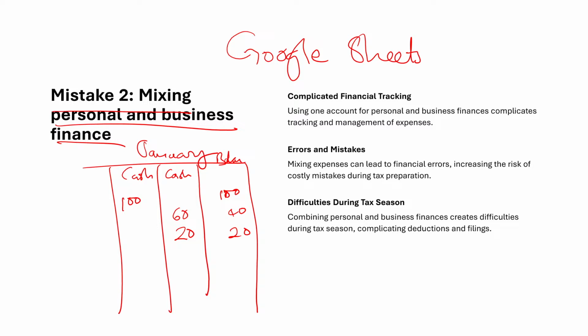where difficulties may arise. So this mistake comes with complicated errors and mistakes. When you mix personal and business, it will be very difficult to see which expenses are for business and which ones are not for business. So it will bring difficulties during tax season.